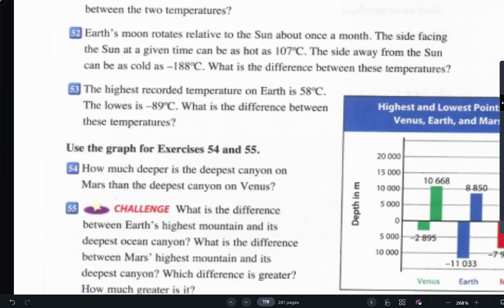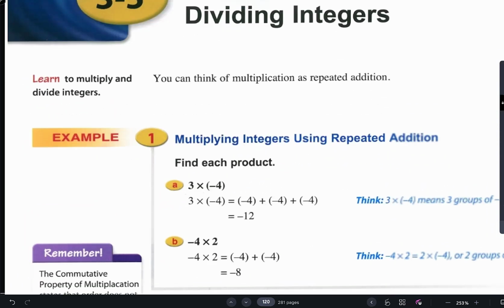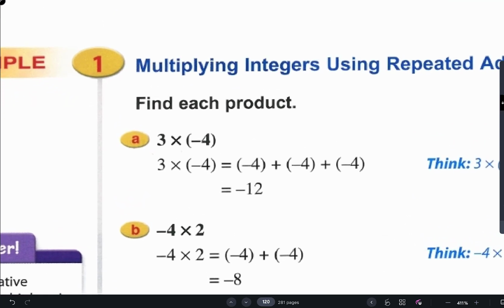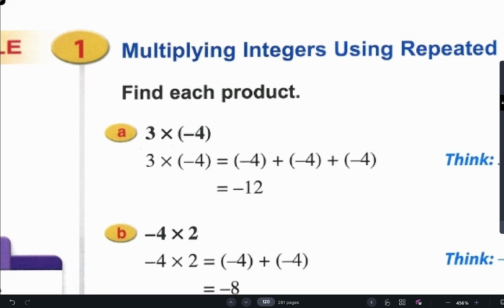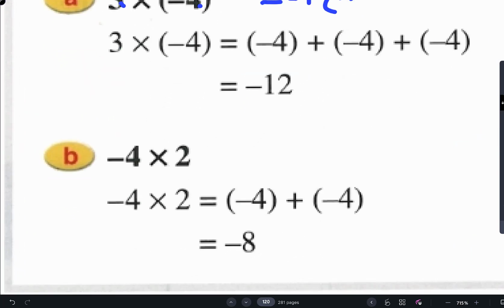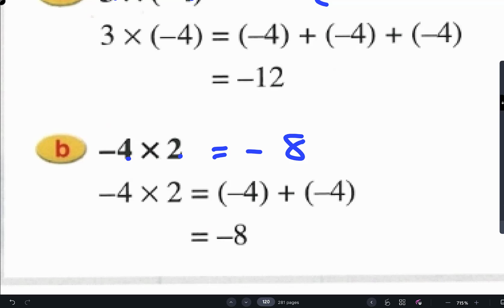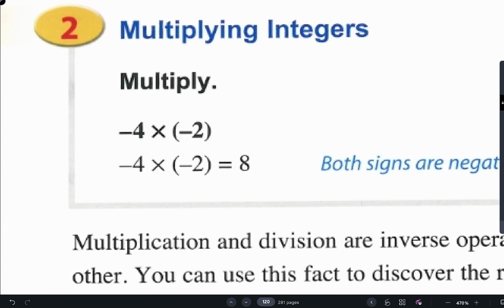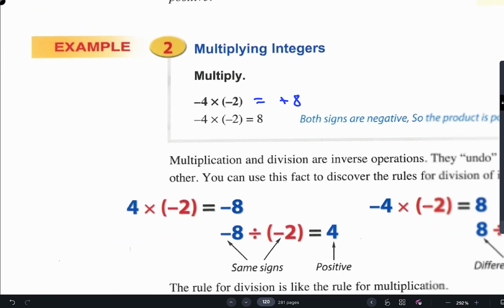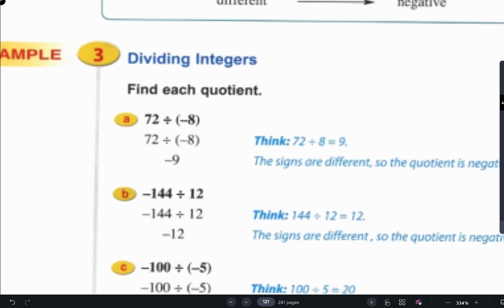The last point that we have is multiplying and dividing. Now I explained, so I repeat here. 3 times negative 4: in multiplying and dividing, if you have different signs the result will be negative. 3 times 4 is 12, so negative 12. Negative times positive: negative 4 times 2 is negative 8. Negative times negative is positive: 2 times 4, positive 8. Okay, so this is the topic.